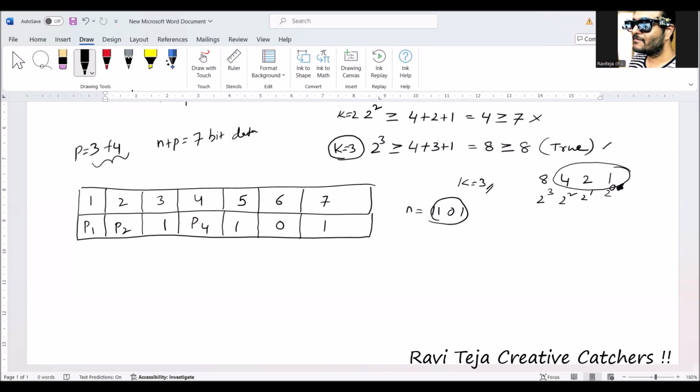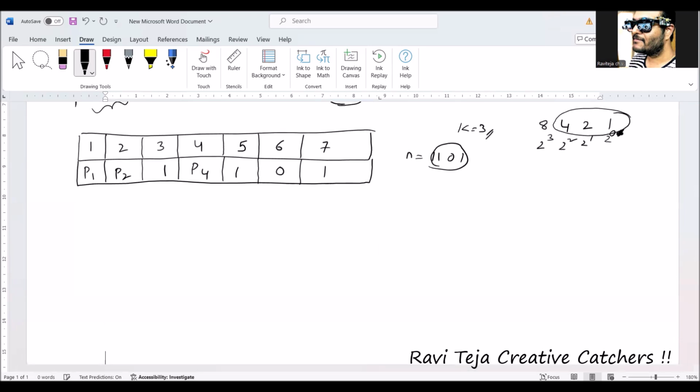Now let's see how to find out the parity bits. So in order to know the parity bits, what we need to do is we need to first write down the BCD format with respect to 0 to 7. So let's see. 8, 4, 2, 1 of 0, 1, 2, 3, 4, 5, 6, 7.